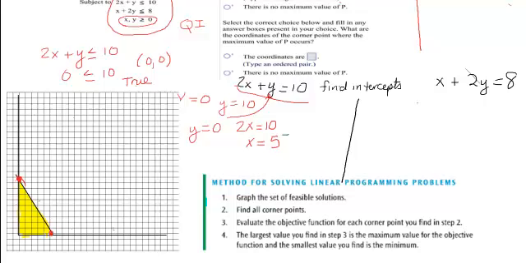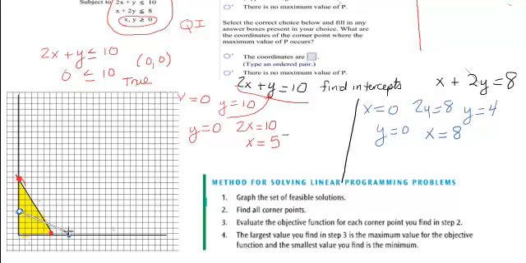Now we're going to go to the next line, which is x plus 2y equals 8. Find the intercepts there as well. x equals 0 gives us 2y equals 8, or y equals 4. And y equals 0 gives us x equals 8. So let's graph those intercepts over into our graph. So our intercepts are there. Let's graph the line.